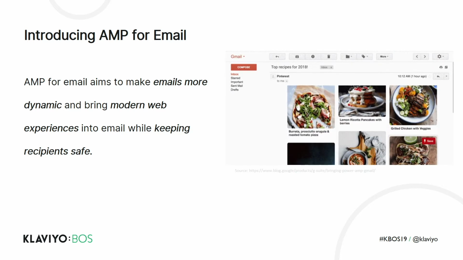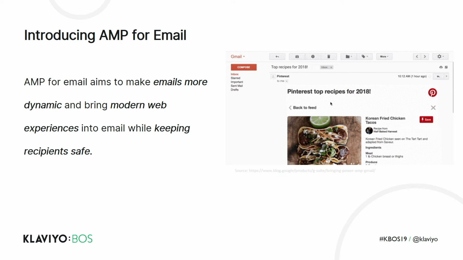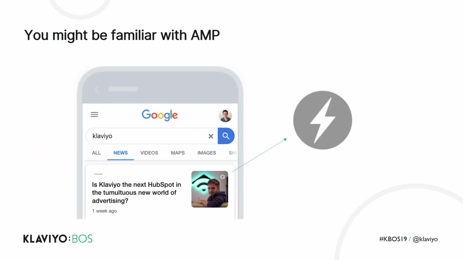So before continuing, let's talk about what AMP actually is. So you might have come across AMP when browsing on the web. You might have seen this lightning bolt on web pages. That signifies that it's an AMP website. So AMP has been around since 2016, and websites can be in AMP to provide a better and more consistent experience across all of your devices.